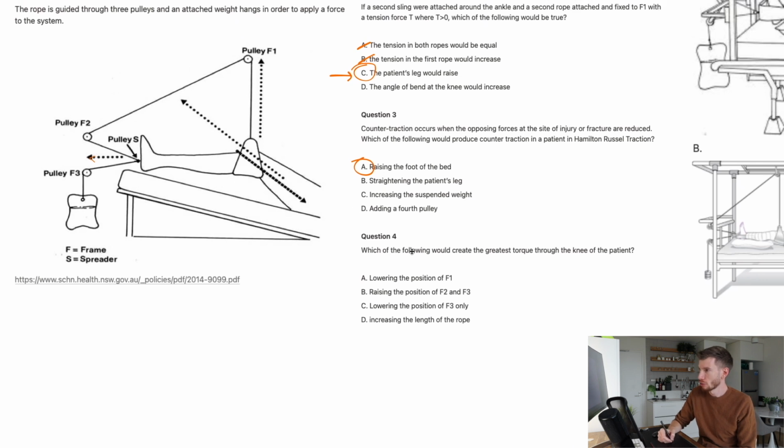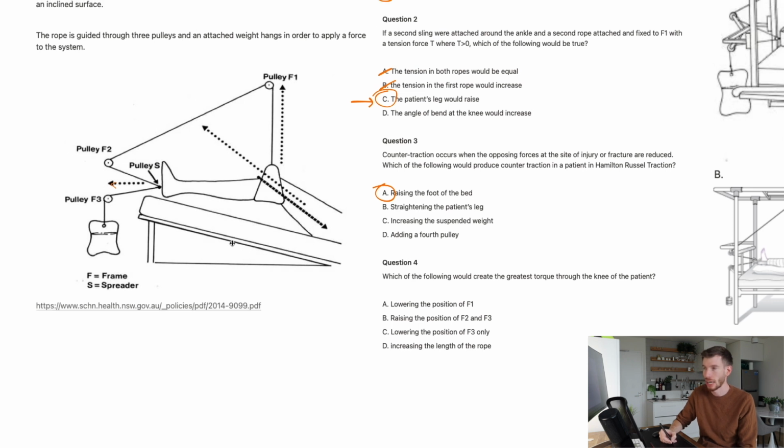Question 4, which of the following would create the greatest torque through the knee of the patient? So again, we're not doing actual calculations here. We'll go by process of elimination. So lowering the position of F1. If we lower the position of F1, lowering this here is not going to do anything to the knee. It's not going to do anything to where the knee's position is. So there'll be no effect of that one.